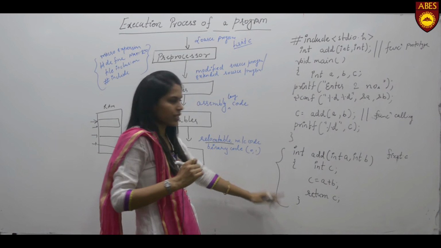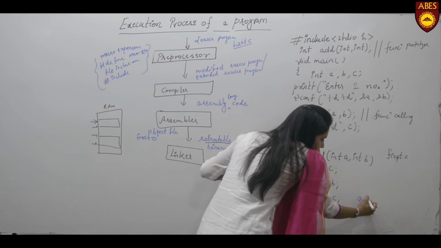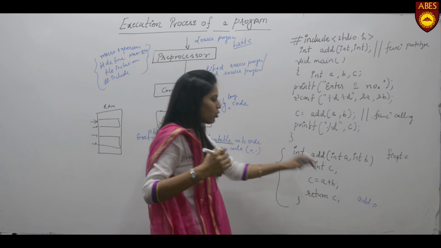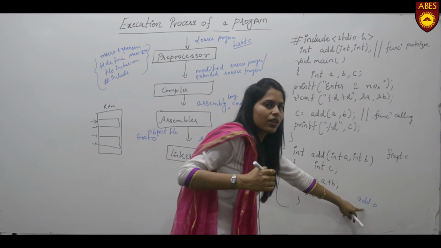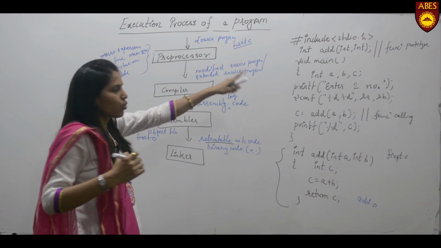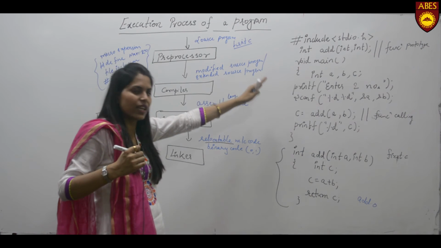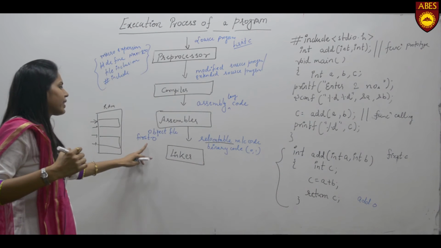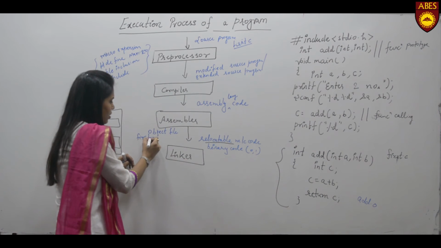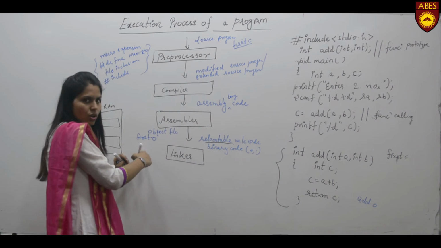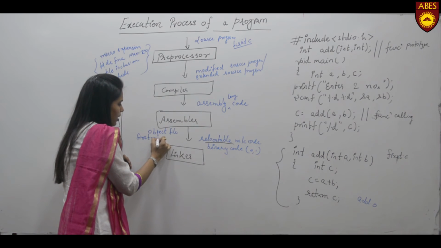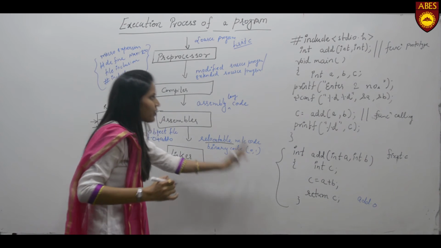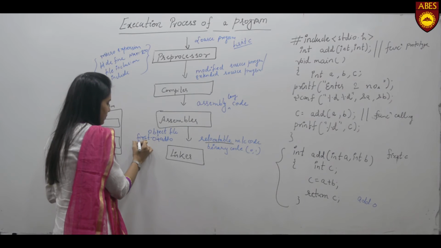Here we are using a function. It will also convert this add function into an object file, that is add.o. Or we are including header files here. Header files include many functions. Those functions which we are using in our program, it will convert into object files. So it will convert first.c into first.o, and add.o, since we are using the add function here, plus all the library functions.